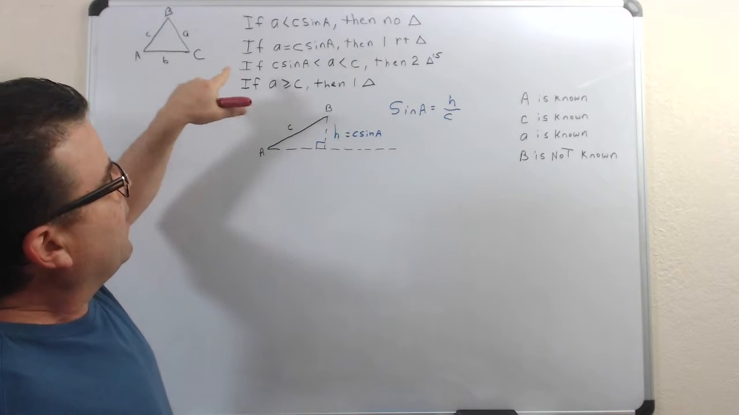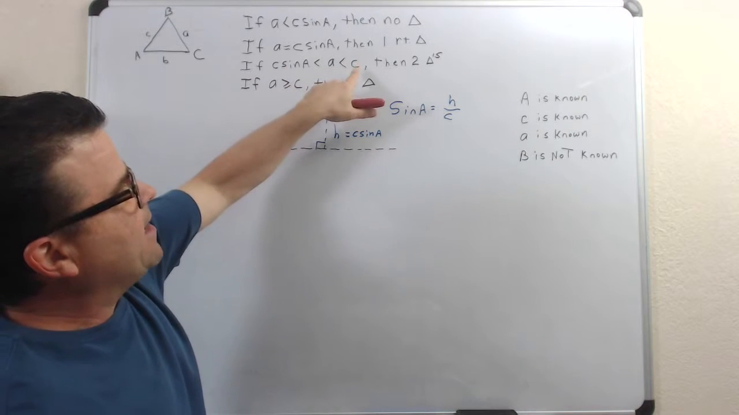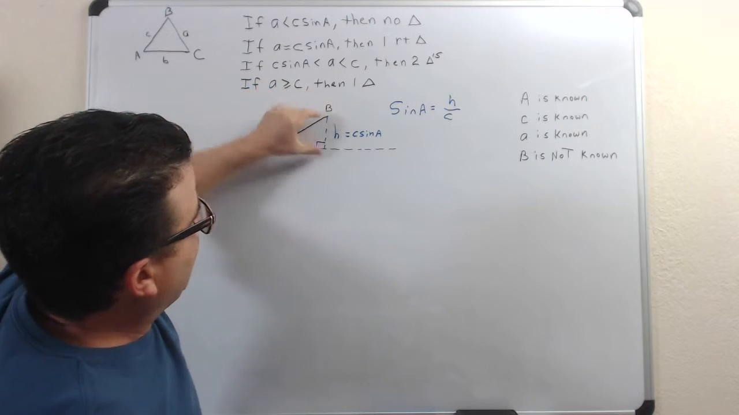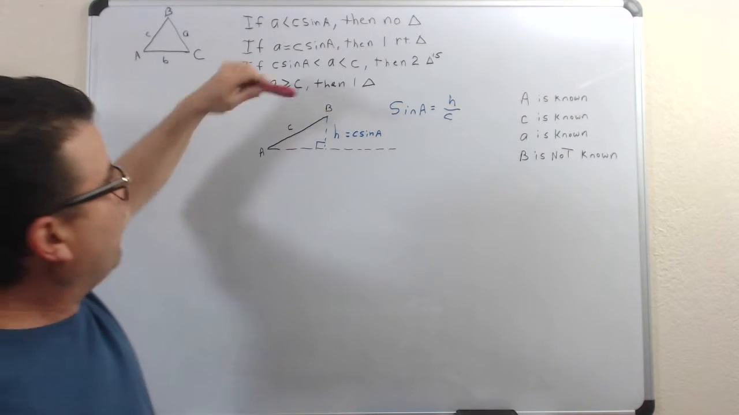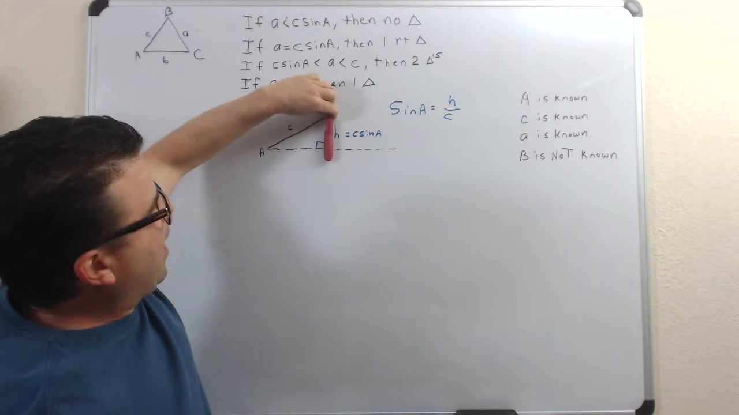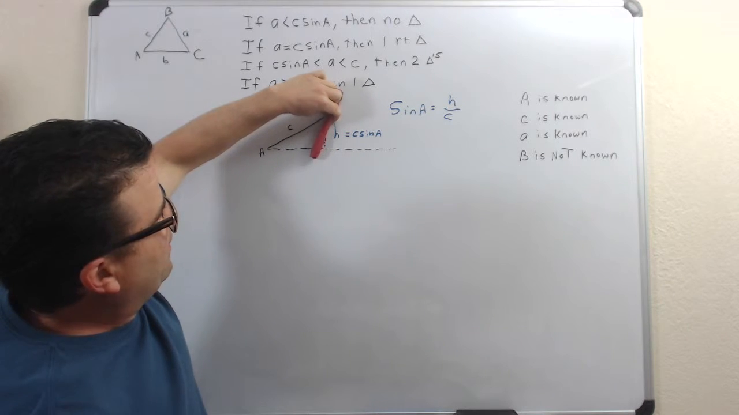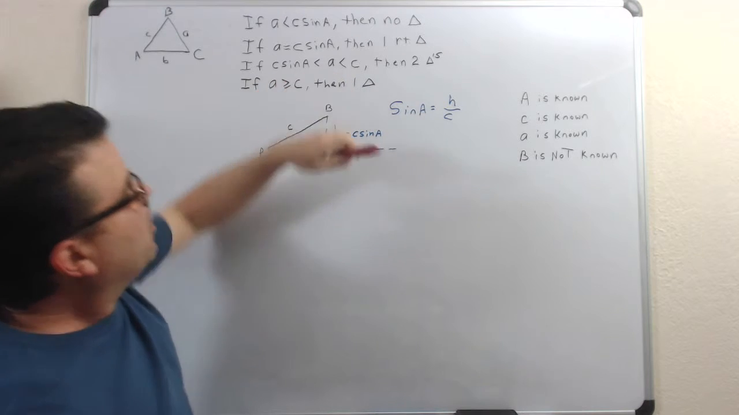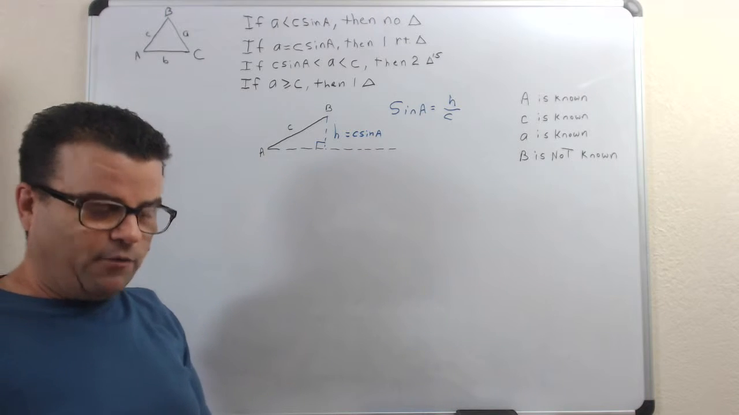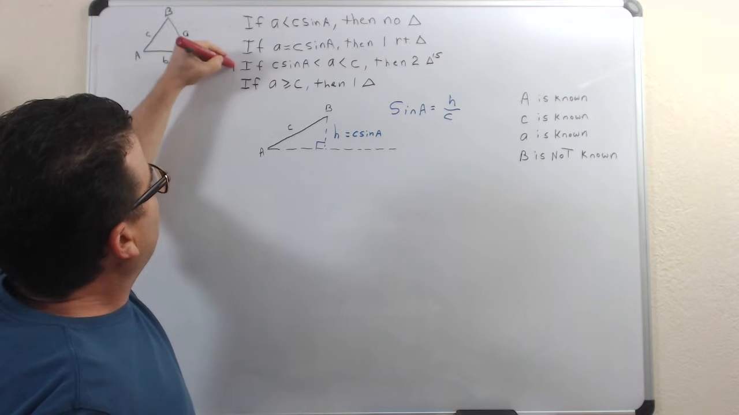Then another case is if c sine A is less than a, and a is less than c. So a is between this length and this length. We can do that as an example like this, and I could swing up this way and there'd be a triangle. Or I could swing this way and there'd be another triangle. So that's where two triangles are possible. And that is the ambiguous case. It's ambiguous as to which triangle is represented. So I'm going to star that as the ambiguous case.